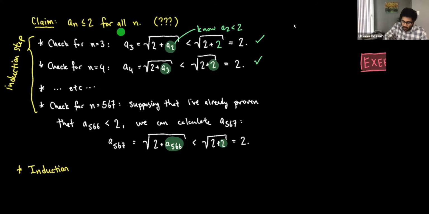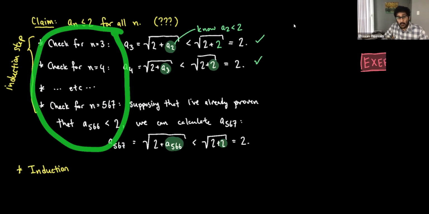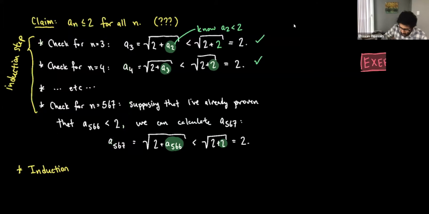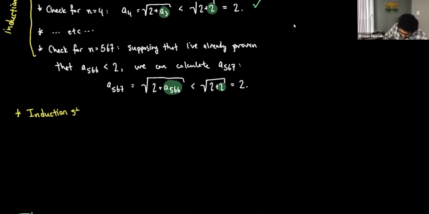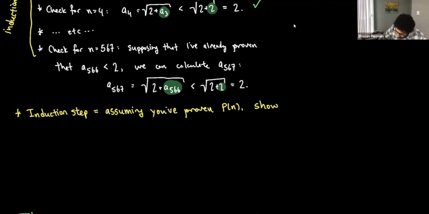So in an actual proof, you wouldn't do all these. You would just do one induction step, right? So induction step means assuming you've proven the statement, assuming you've proven p of n, show how p of n can be used to deduce p of n+1.